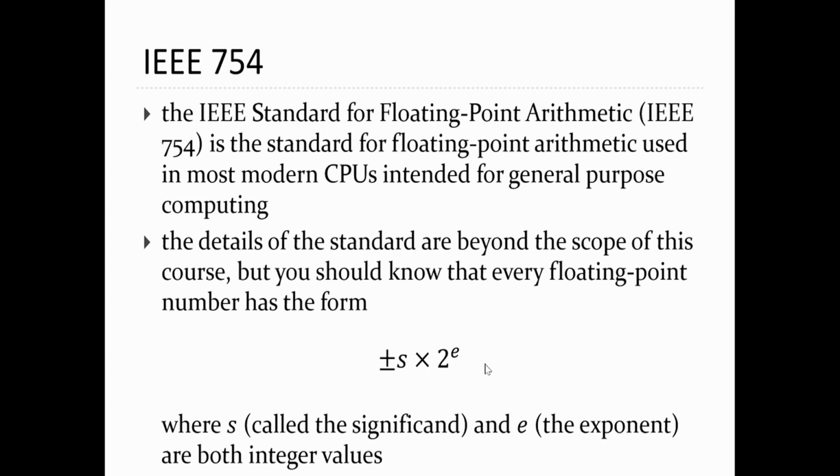What you need to know in this course, though, is that whenever you have a floating point number on your computer, you can think of it as having this representation here. Every floating point number has the form plus or minus s times 2 to some exponent. s is an integer, e is an integer. So it's some integer times 2 to some integer exponent. s is called the significand, e is called the exponent. They're both integer values.